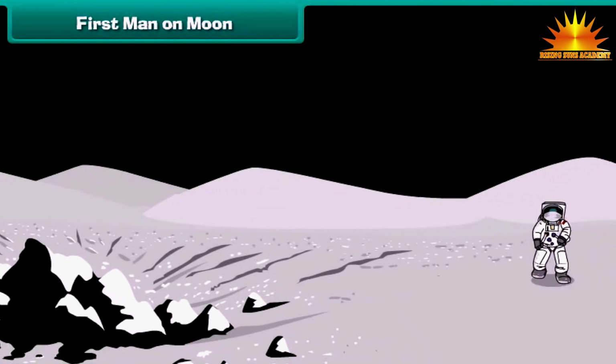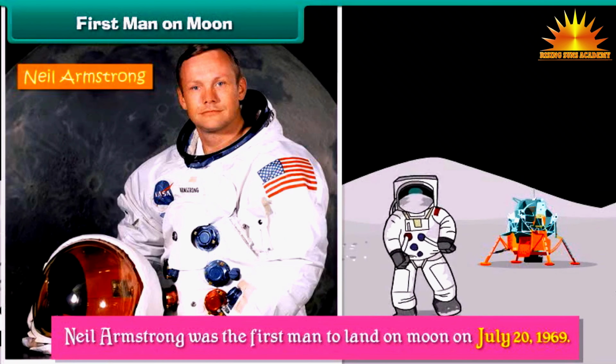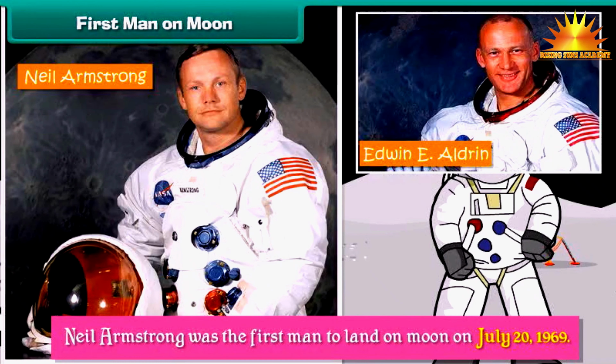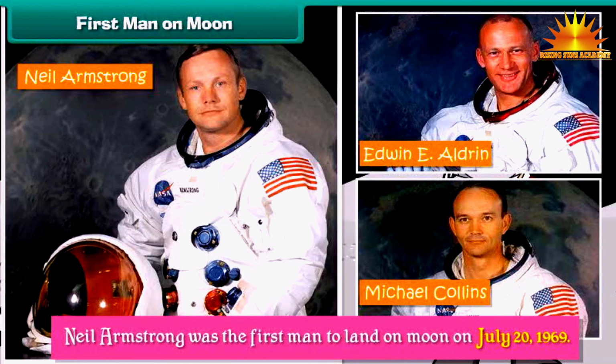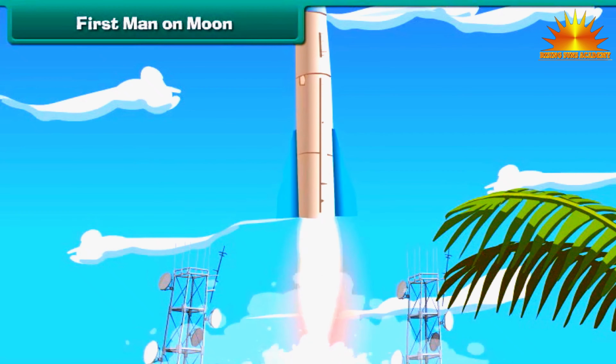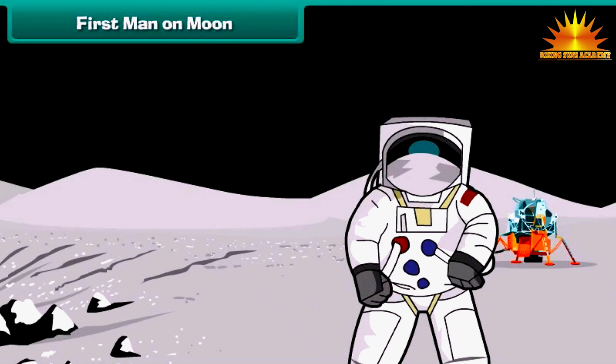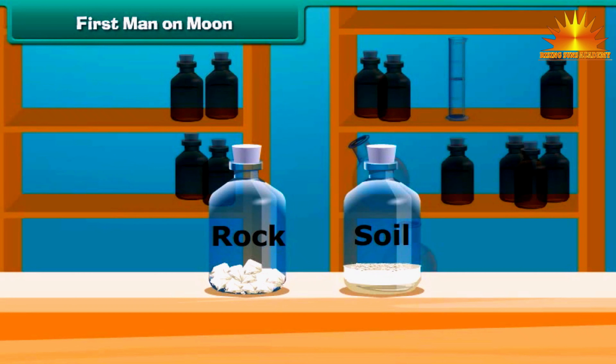First man on Moon. Neil Armstrong was the first man to land on Moon on July 20, 1969. Edwin E. Aldrin and Michael Collins accompanied Neil Armstrong. All 3 went to the Moon as part of a mission named Apollo 11. They were dressed in specially designed spacesuits and carried life support systems on their back. They performed several experiments on the moon and collected samples of soil and rock for further research on Earth.